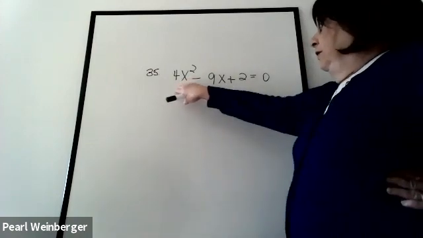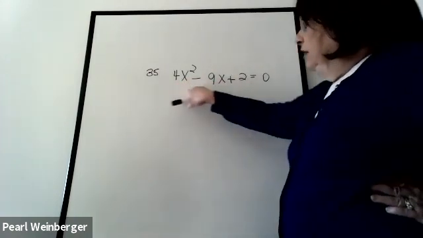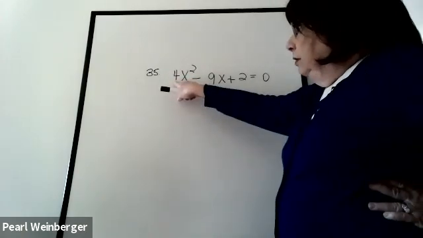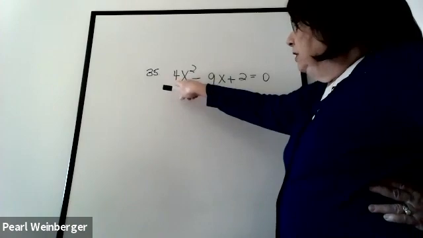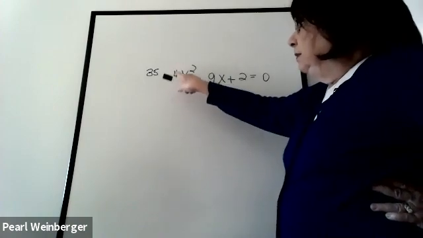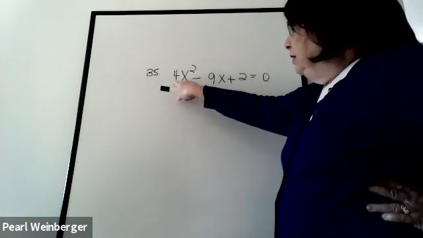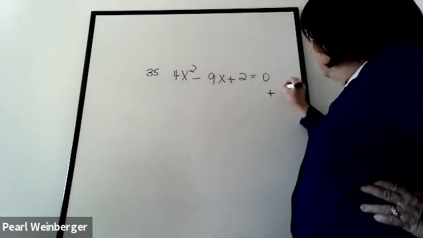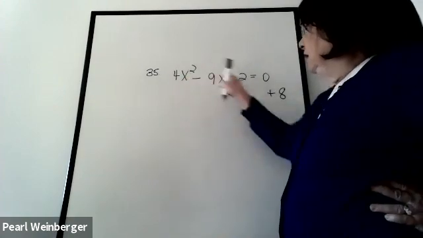The first thing we look for is a common factor, and there isn't any. And since I have a leading coefficient of 4, I'm going to have to use the AC method. I'm going to have to multiply the 4 times the 2. That's going to give me plus 8. That's what AC is equal to.